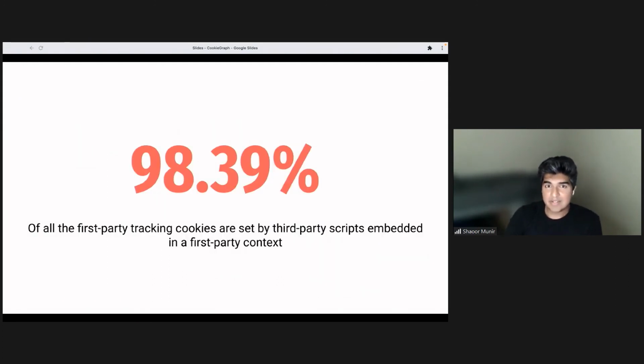Of all the first-party tracking cookies that are in use, 98.39% of them are set by third-party scripts, which are embedded in a first-party context. Considering that this requires a third-party script in a first party's main context, this large-scale collaboration between publishers and trackers comes as a surprise. And it also opens up the first party to unknown and untested code, which can be freely abused by third parties.